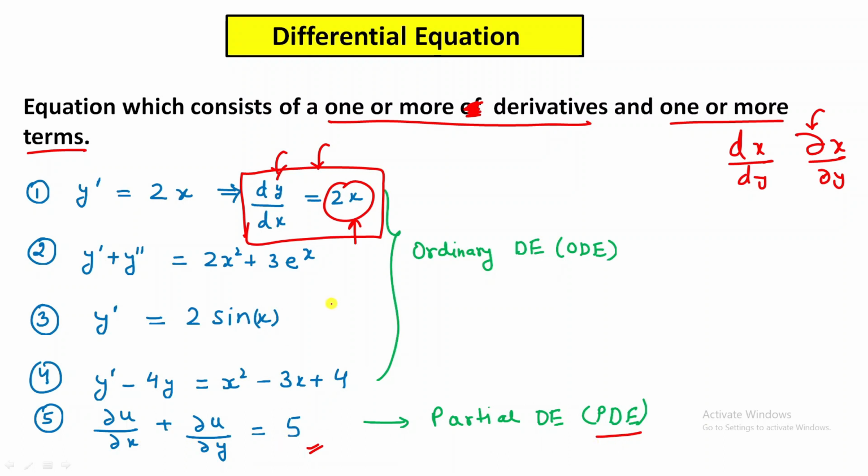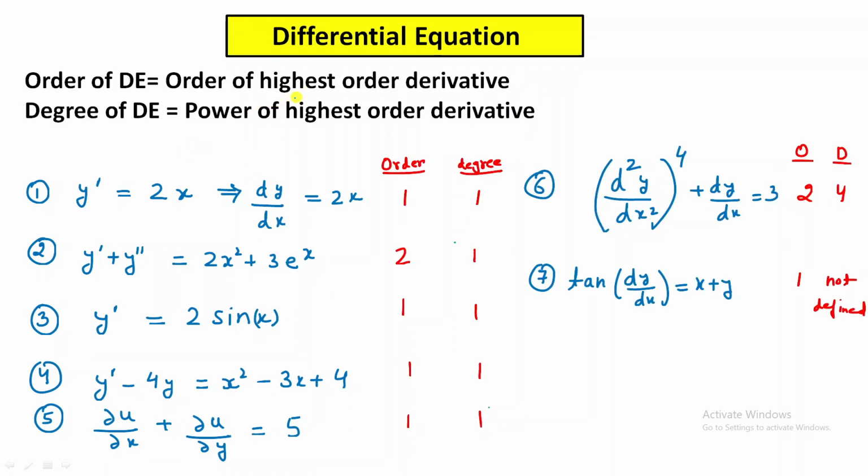Now when we talk about differential equations, we also talk about the order and the degree of the differential equation. So let's understand with the help of examples what the order and degree of a differential equation are. For example, this dy upon dx equal to 2x. Here this is the highest order derivative in this equation. When we are finding the order and the degree, we look at the derivative only. So dy upon dx is the only derivative in this whole equation.